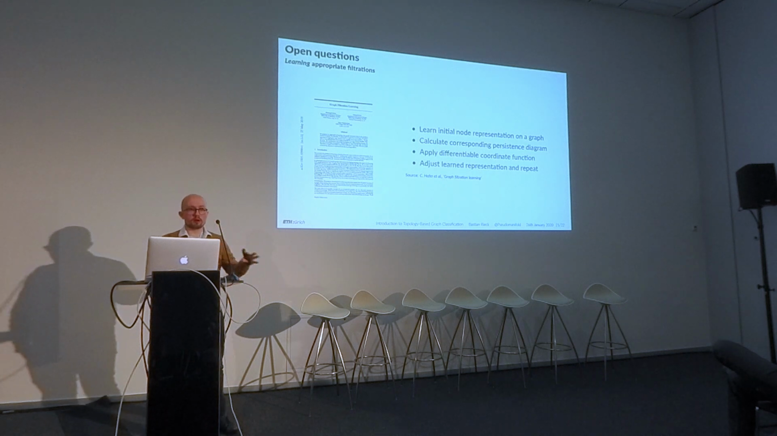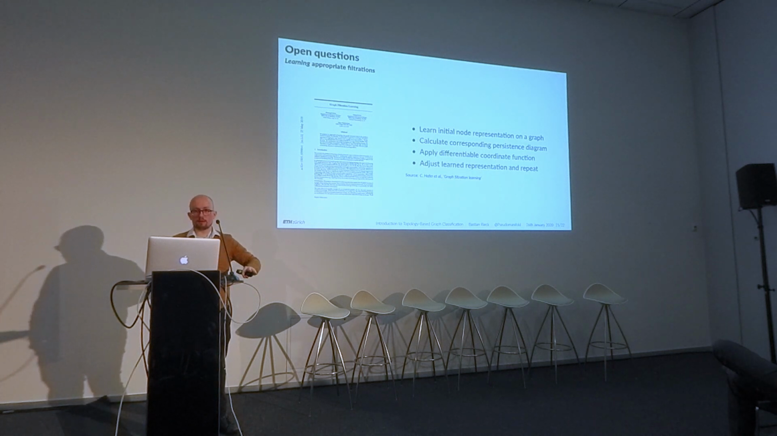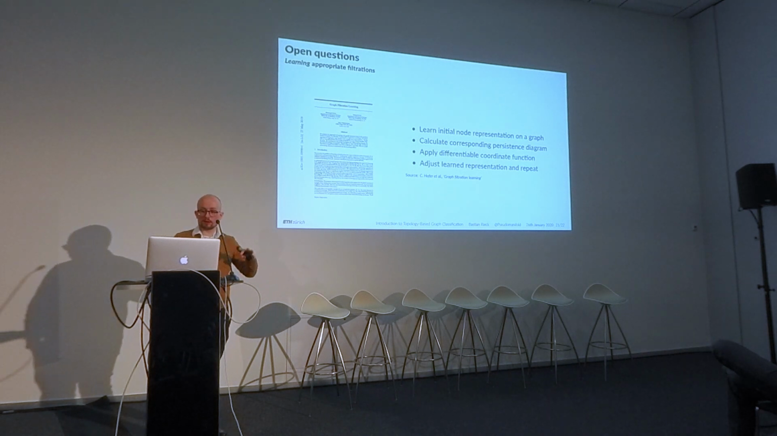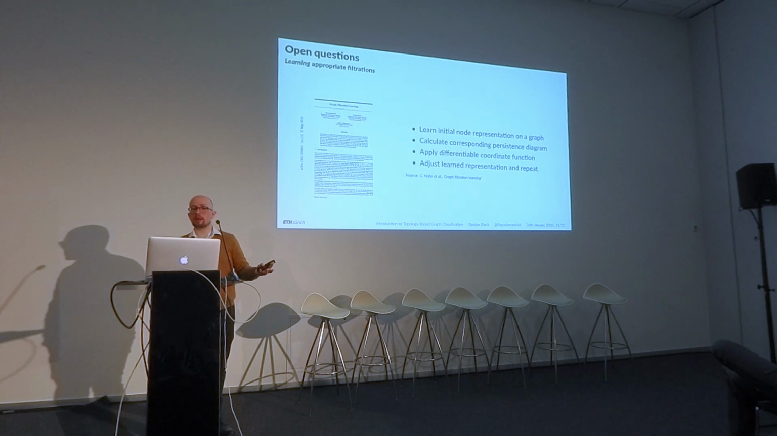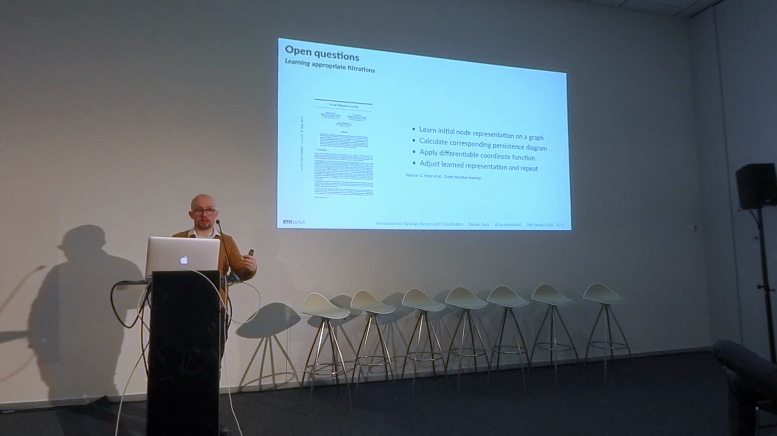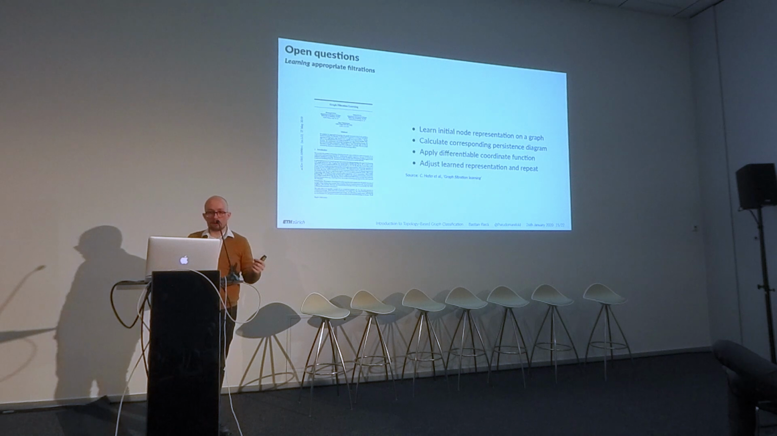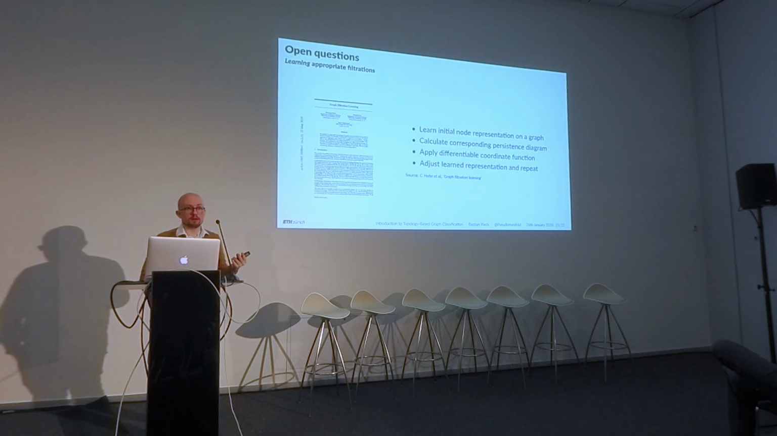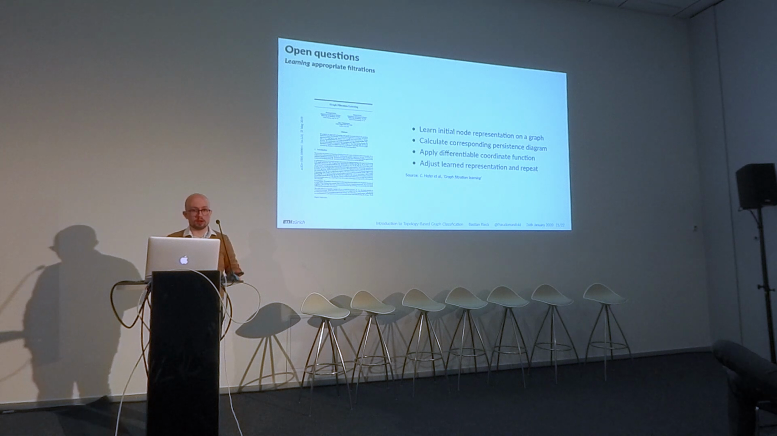And the idea here is that you learn an initial node representation on a graph by using, for example, a graph convolutional neural network. Then you calculate the corresponding persistence diagrams, and by applying differentiable coordinate functions of that diagram, kind of similar to the curves that Fred has shown, for example, you can adjust this learned representation and repeat the process. And by virtue of doing that, in the end, you learn the best representation or the best filtration that you can get to filtrate your graph such that you can express its topology in the most convenient manner.